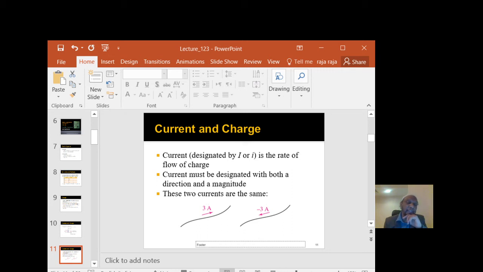The first one is 3 ampere, and the direction of the current is from down to up. The other one is minus 3 ampere, and it is coming from up to down. If you look at the magnitudes, one is positive and the other is negative. At the same time, the direction of the current is also opposite.